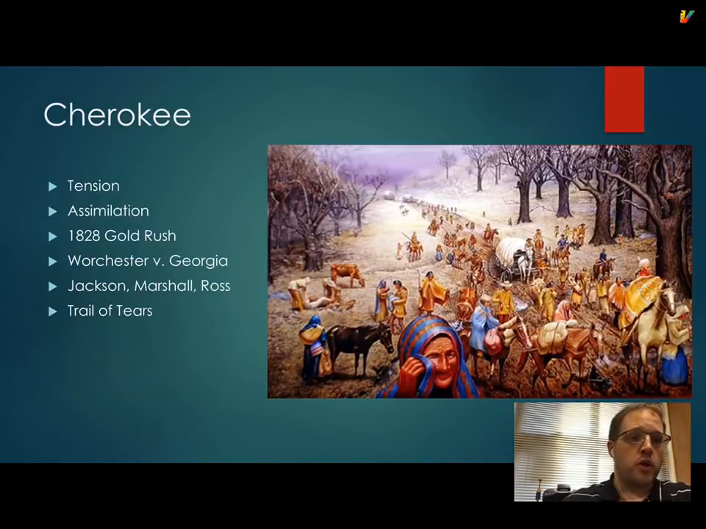And John Marshall hears the case, the Supreme Court hears the case, Worcester versus Georgia, and they decide that the Cherokee should be allowed to stay in Georgia. So the court says they can stay, but Andrew Jackson says, John Marshall, you've made your decision, but I'm not going to enforce that ruling. I'm going to make the Cherokee leave anyway, all right?